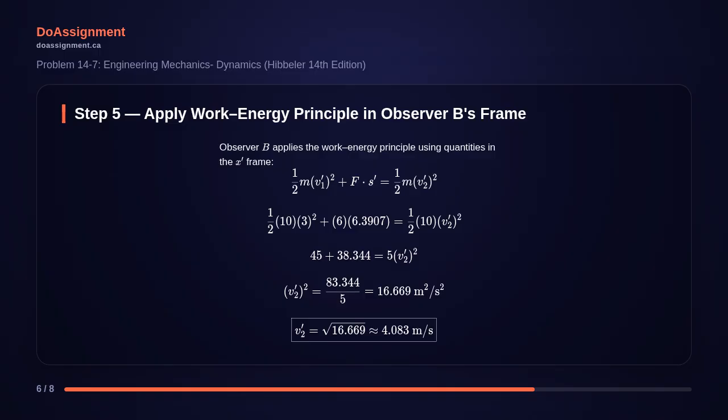1/2 times 10 times 3 squared plus 6 times 6.39 equals 1/2 times 10 times v2 prime squared. This gives 45 plus 38.34 equals 5 v2 prime squared, so v2 prime squared equals 83.344 divided by 5, which is 16.669, and v2 prime is approximately 4.083 meters per second.